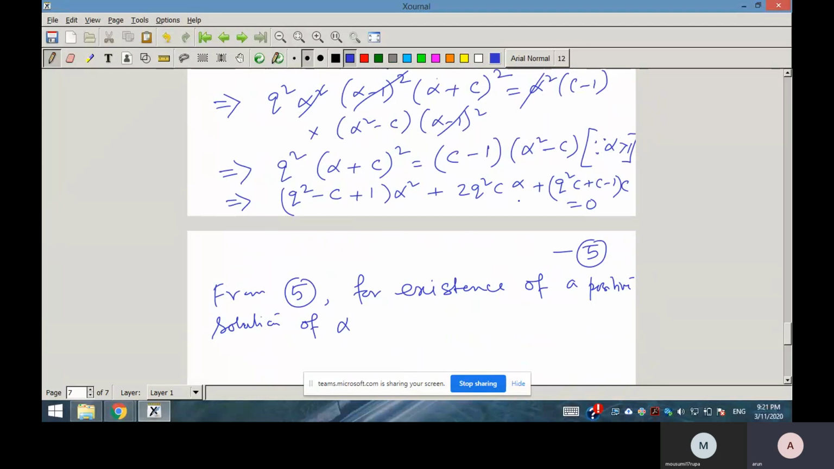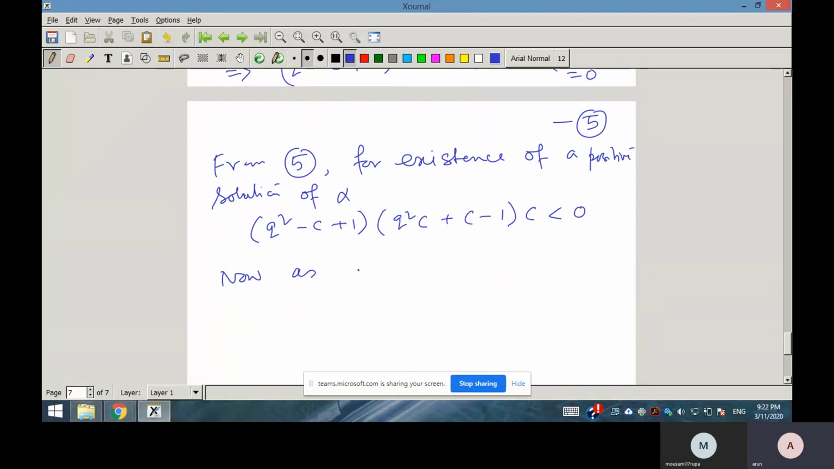So for one positive solution to exist, root under b square minus 4ac should be greater than b. So if you apply that, b is positive here, q square c positive, then you can show that for existence of a solution of alpha, this should be satisfied: a into c should be less than 0. So that means (q square minus c plus 1) into (q square c plus c minus 1) into c should be less than 0.